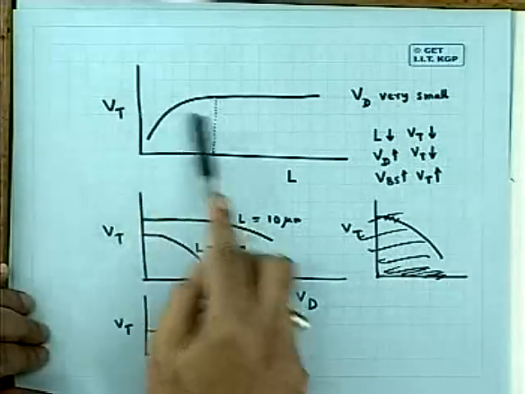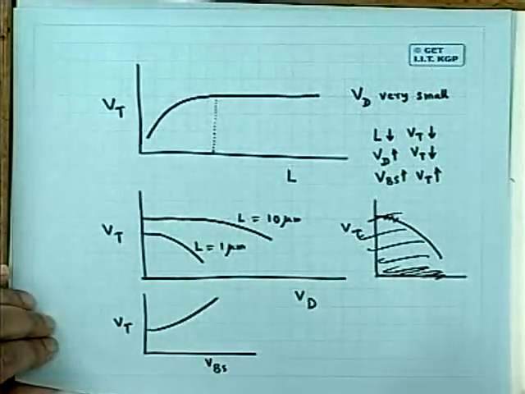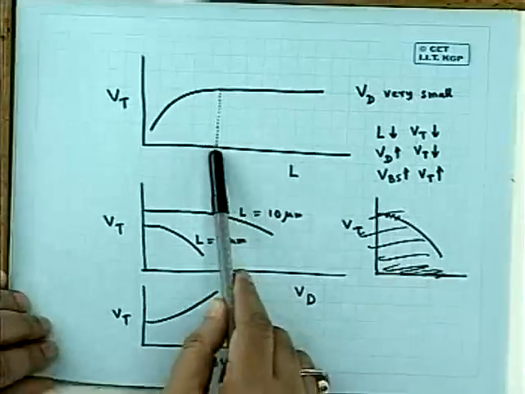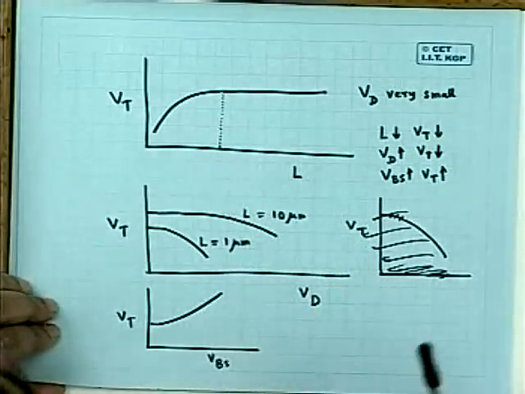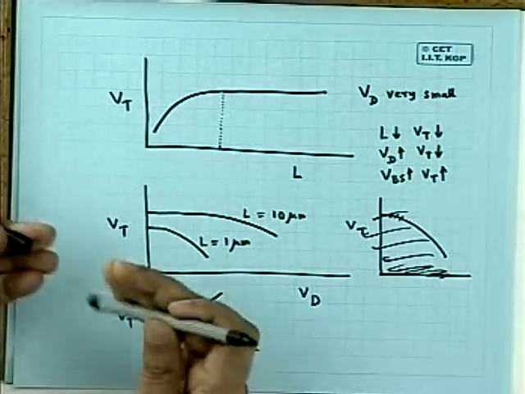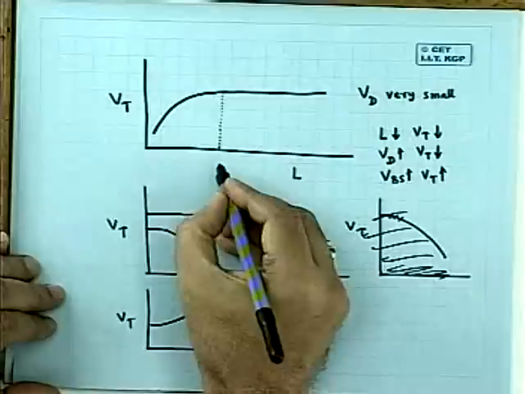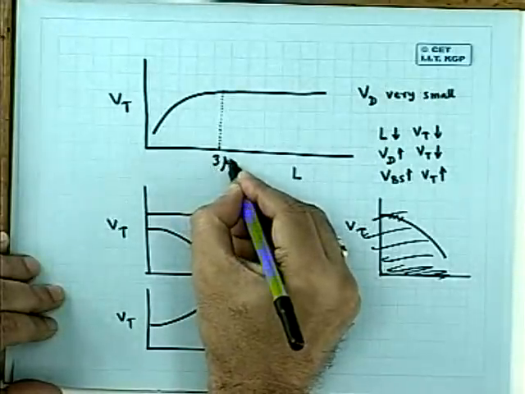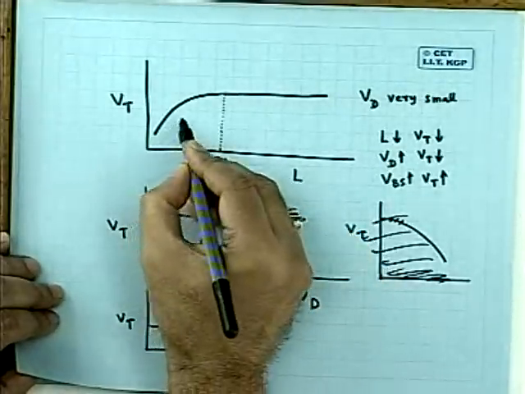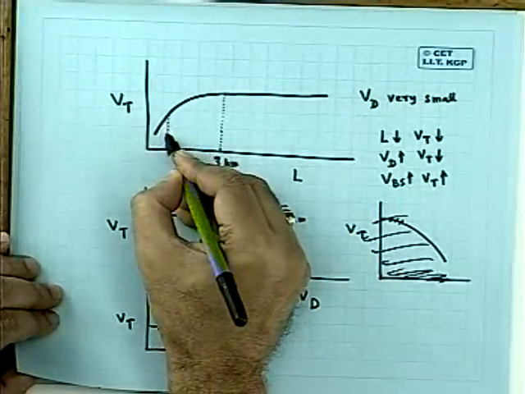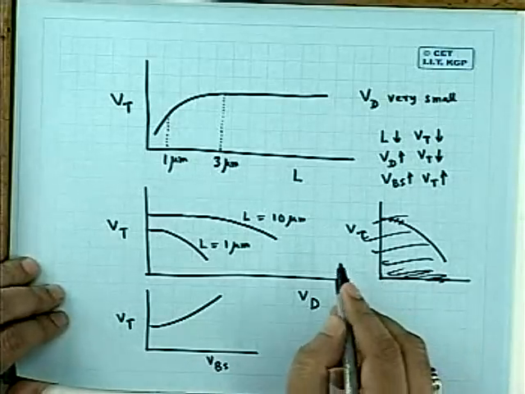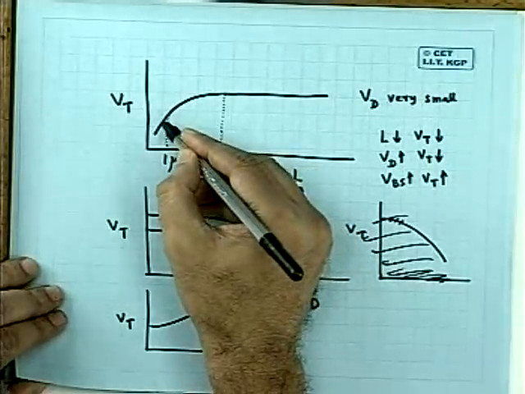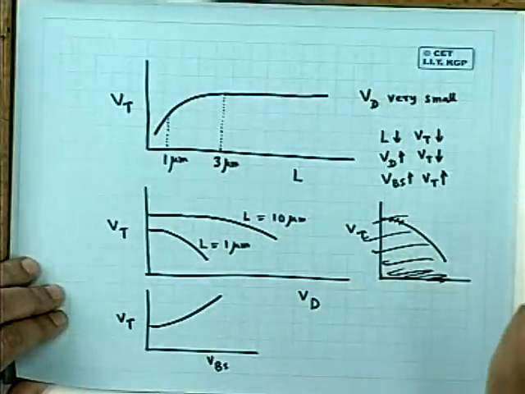One thing you have not asked me, quantitatively, I have not given any quantitative values here. When the so-called narrow width or short channel effect starts, roughly it is found that this edge is roughly 3 micron. And somewhere here, this thing starts very vigorously. In fact, VT falls quite sharply below 1 micron.